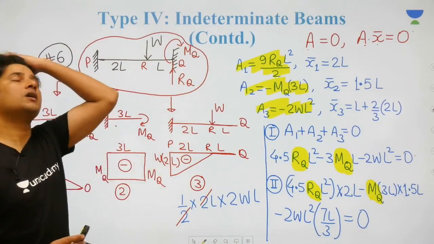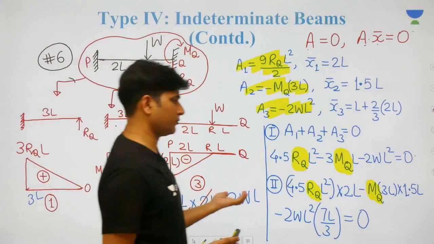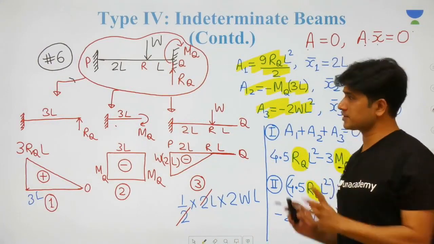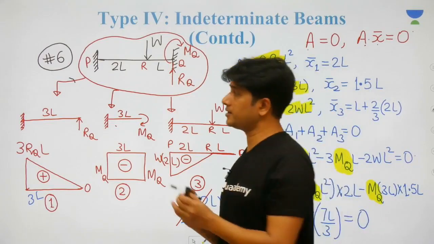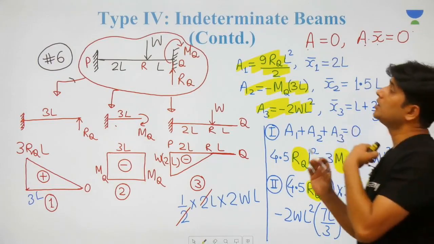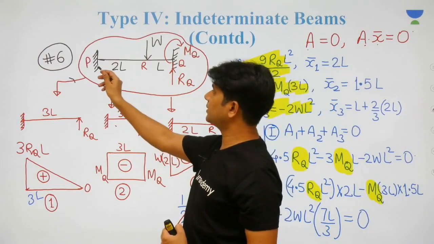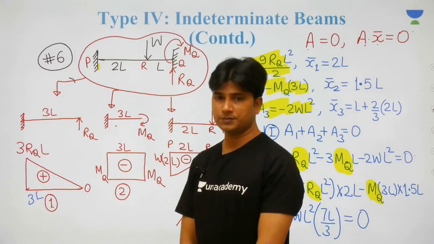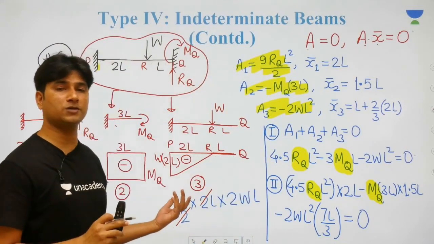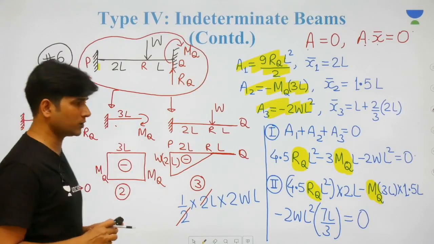So two unknowns and two equations, you can solve both of them. And now just in case, though they will never ask such a lengthy problem, after solving RQ and MQ, if you want to find out RP and MP also, then you can use equilibrium conditions. You can balance the forces, you can balance the moments.